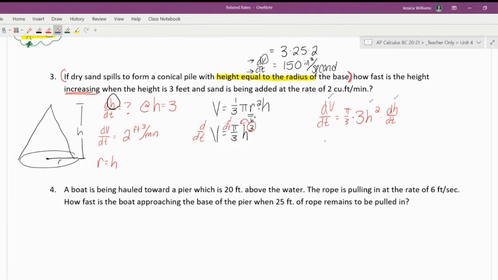So let's see here. dV/dt is 2. I'm going to cancel these 3's. Here's a pi. H is 3, squared is 9. So that gives me dh/dt to be 2 over 9 pi. And the units on my answer, I can read from over here. The height of that cone has got to be measured in feet. And the time for this problem is being measured in minutes. So it's 2 over 9 pi feet per minute.